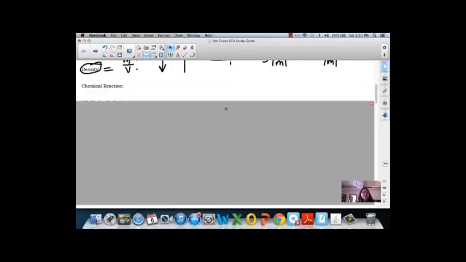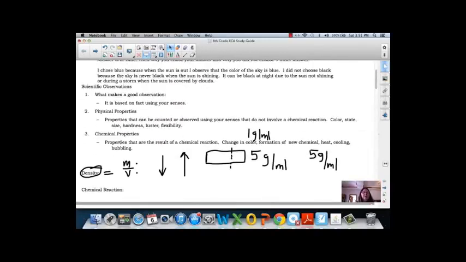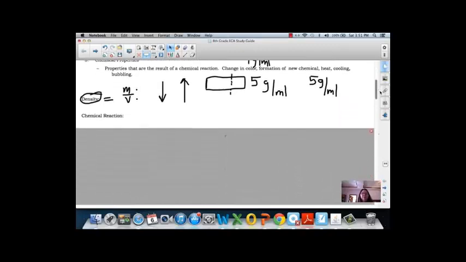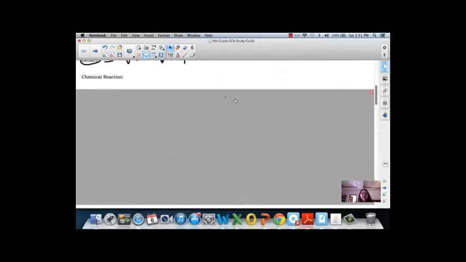Chemical reaction. So we talked about a chemical reaction. If we look back at the chemical properties, chemical reactions are the formation of a new substance when two or more substances form together to create a new product. Signs of a chemical reaction: change in color, formation of a new chemical, bubbling, gas being produced, heating, cooling, those types of things. So those are chemical reactions.